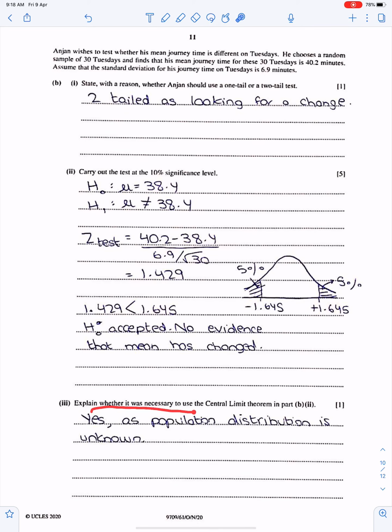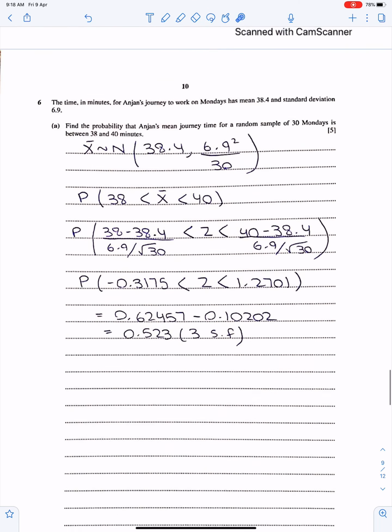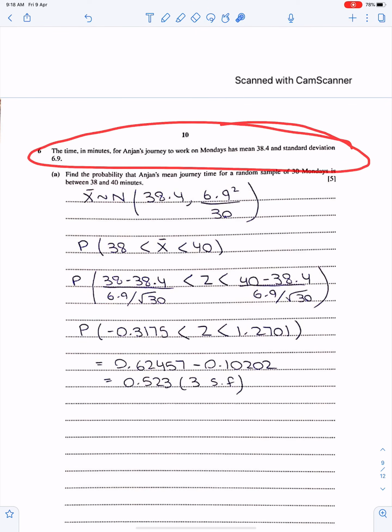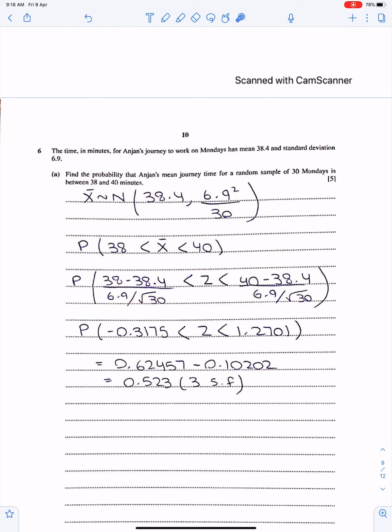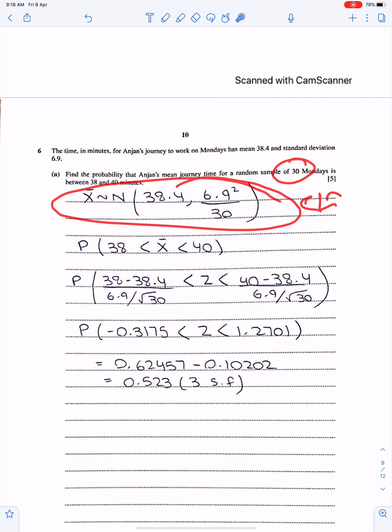Explain whether it was necessary to use the central limit theorem. Yes, exactly. The population distribution is unknown, because in this question we didn't know the name of the distribution. So for a large sample size, we always use CLT. This is CLT.